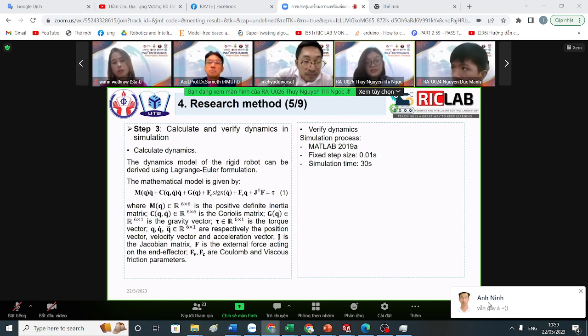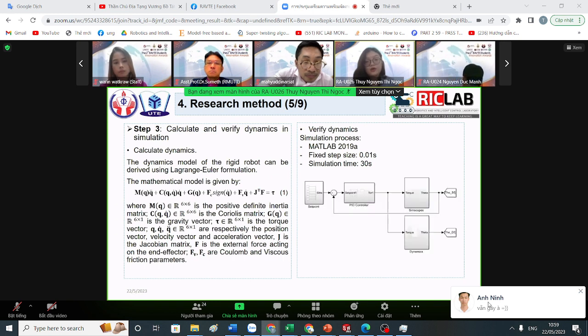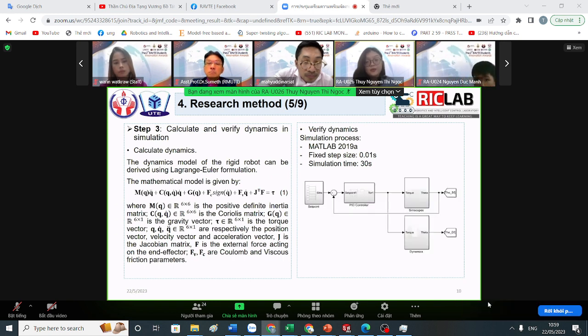After calculating dynamic, we have to verify dynamic, and the simulation process was conducted in MATLAB 2019A version with a fixed step size of 0.01 second and a simulation time of 30 seconds. Figure 9 describes the validation mathematical model scheme.